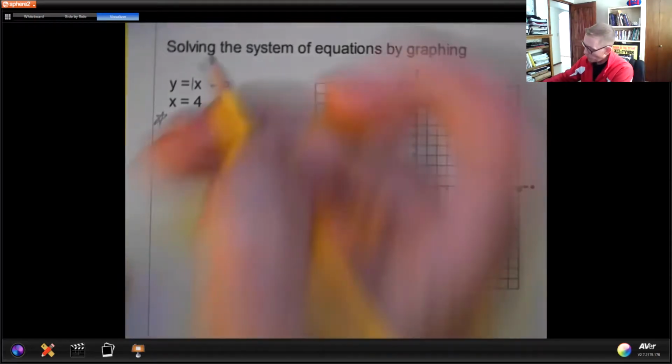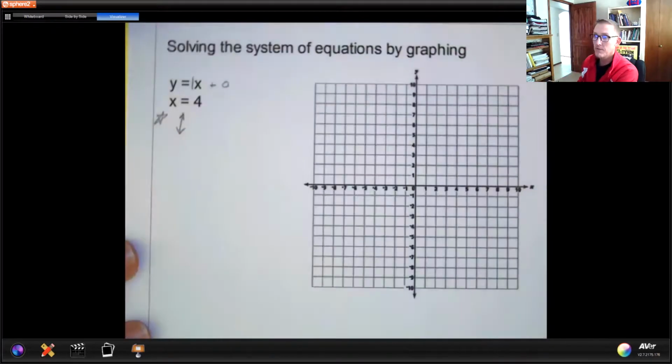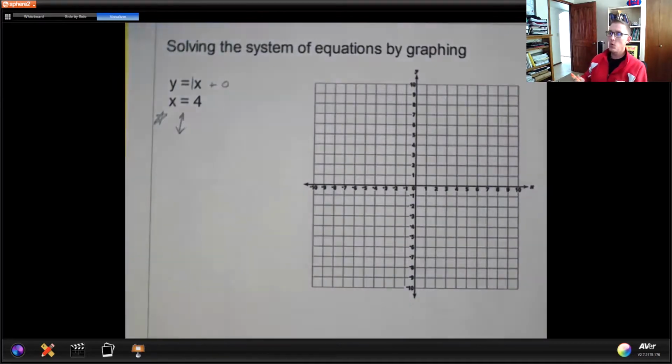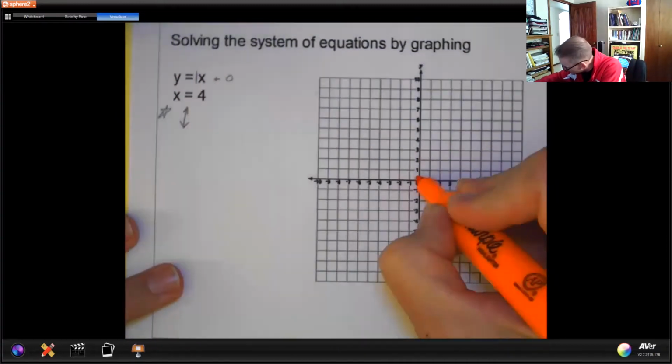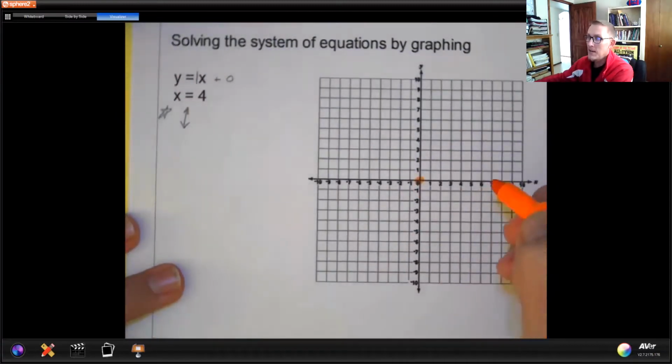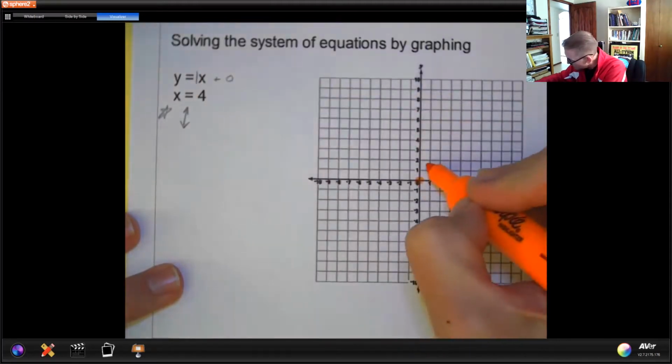An x equals 4, that is a vertical line. So this one's going to be vertical when we get there. So let's start with the first one here, y equals x, which is now y equals 1x plus 0. So I'm going to start off here at 0. And then I'm going to have a slope that is 1. So that's going to be rise 1, run 1.